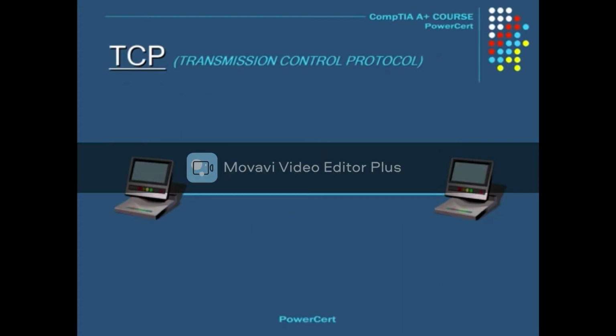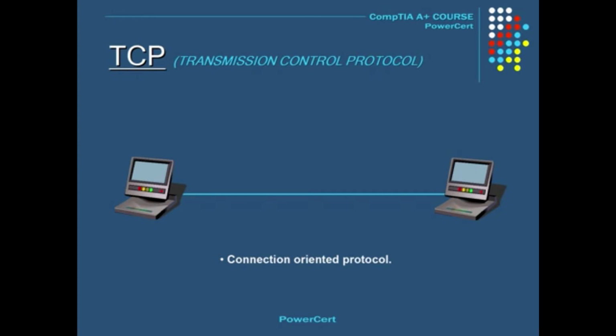Transmission Control Protocol is one of the main protocols used in a TCP/IP network. This is a connection-oriented protocol, which means that it must first acknowledge a session between the two computers that are communicating. It does this by using a three-way handshake.